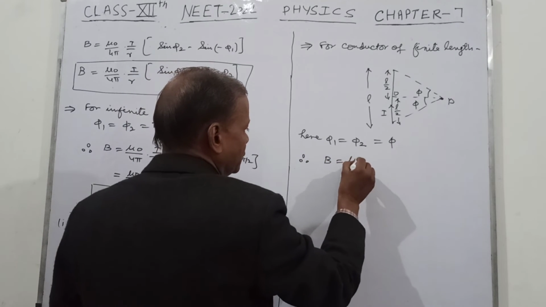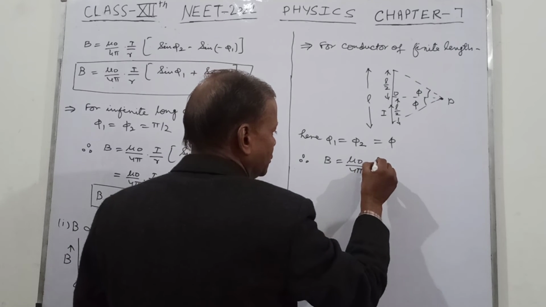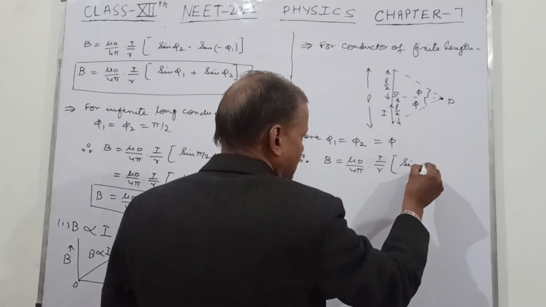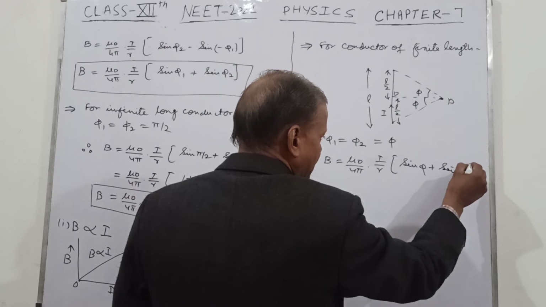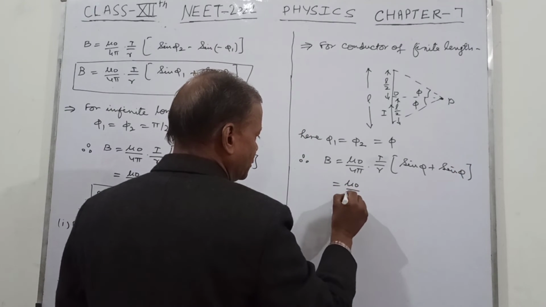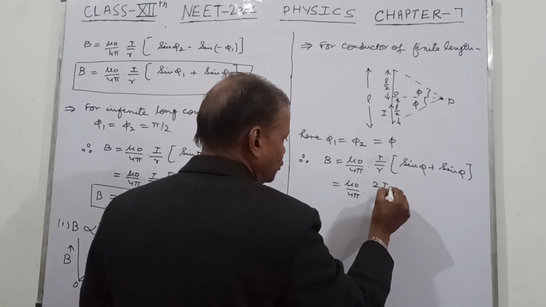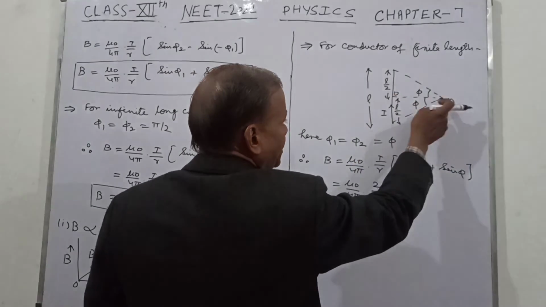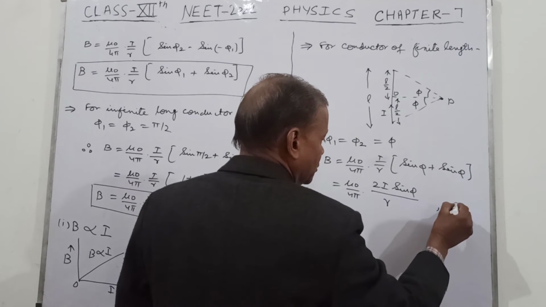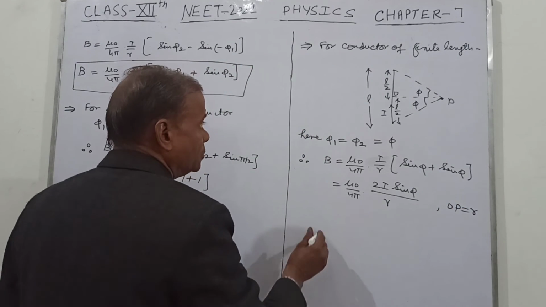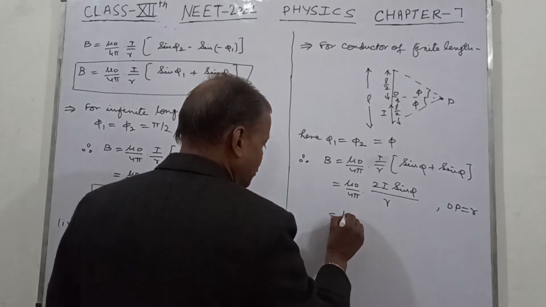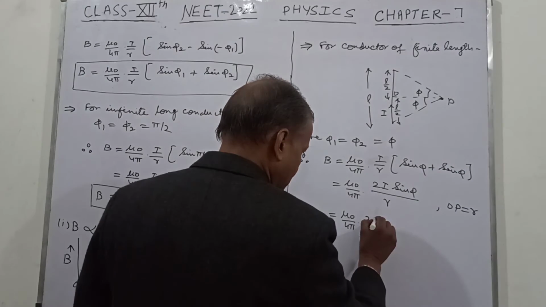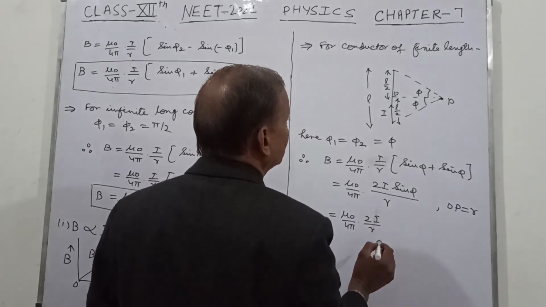Therefore, B equals mu naught upon 4 pi into I upon R, sin phi plus sin phi. So this is equal to mu naught upon 4 pi into 2I sin phi upon R. R is the distance OP, OP is equal to R. So now we can have that this is equal to mu naught upon 4 pi into 2I upon r, and this sin phi will be equal to how much?